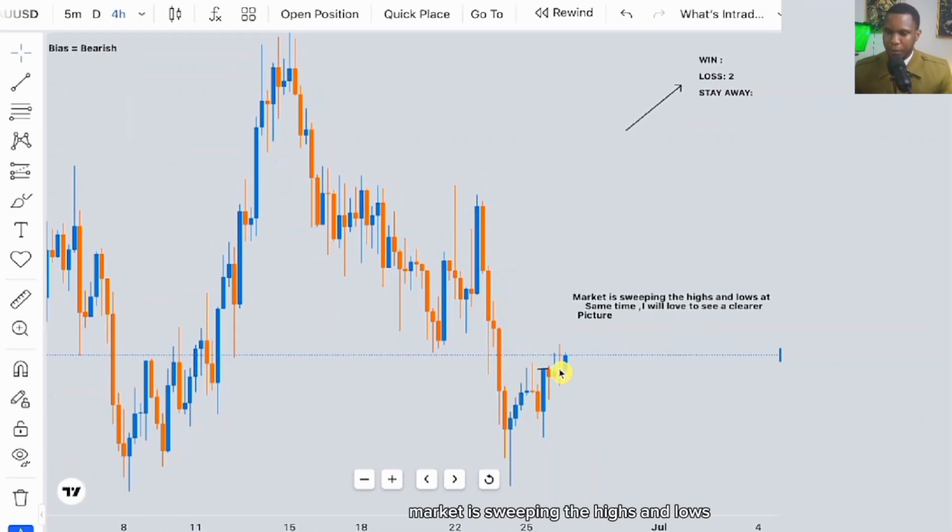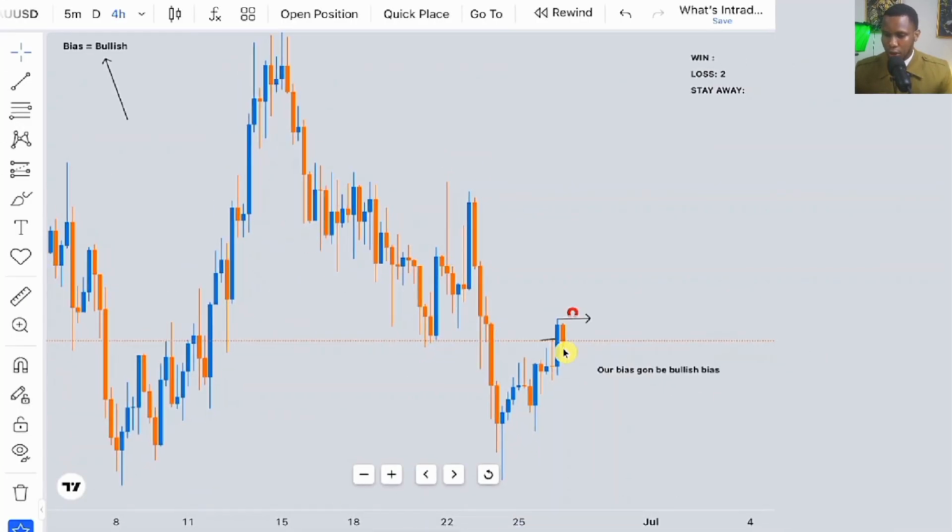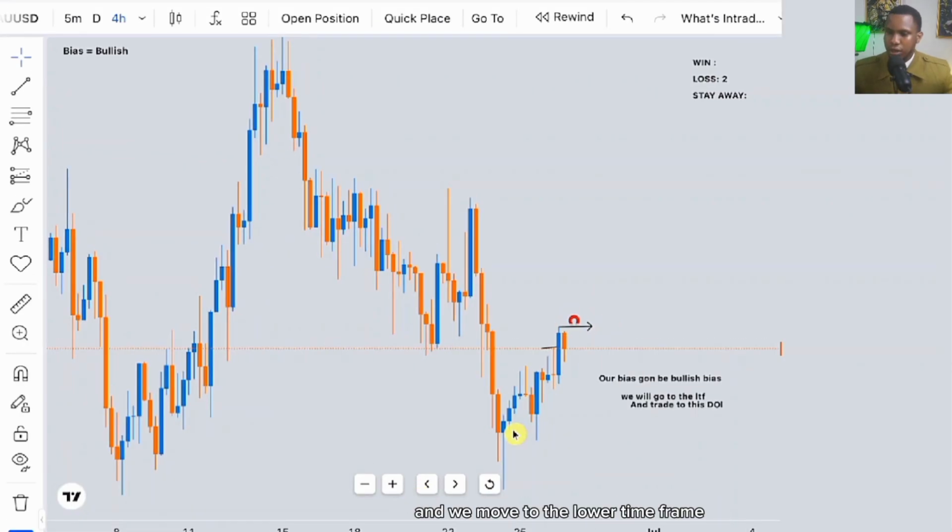Heading on, the market is sweeping the highs and lows at the same time. I'd love to see a clearer picture, and we got it. If you look carefully, we close above this candle range high. What can be our bias? A bullish bias. And we move to the lower time frame. Everything we are doing is to trade towards this draw on liquidity, which by this video's end, I'm going to be showing you how to do that.